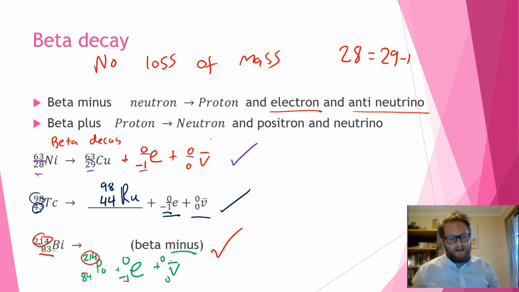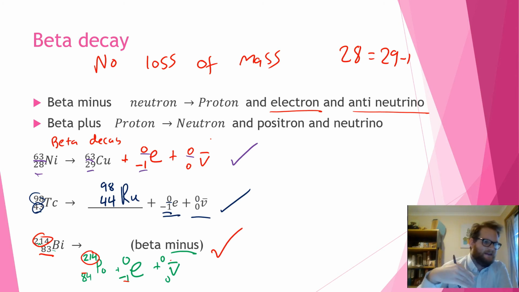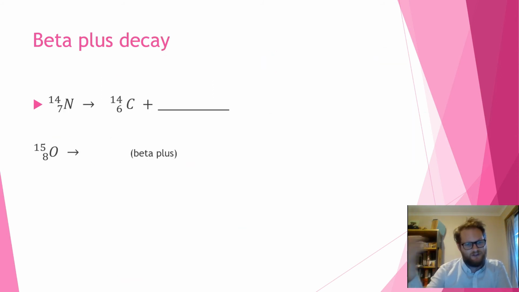What's the trick with beta minus decay? Make sure that you remember that the tops and the bottoms are balanced. You also just need to remember that it's just an electron. What about beta plus decay? I've got 2 examples of beta plus decay just because it's important to have both of them here.